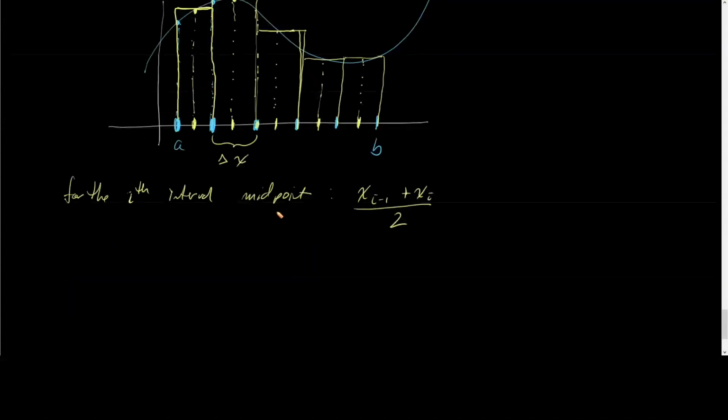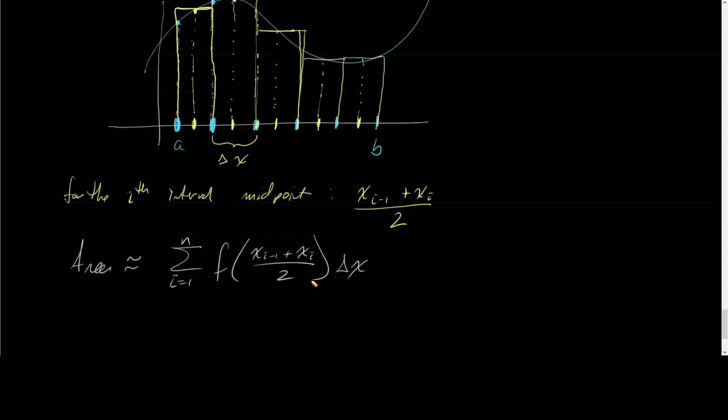Right, so in here, using the midpoint formula, the area would be approximately the summation from i equals 1 to n of f of (x sub i minus 1 plus x sub i) over 2, times delta x. And delta x is still defined the same way, right? b minus a over n.